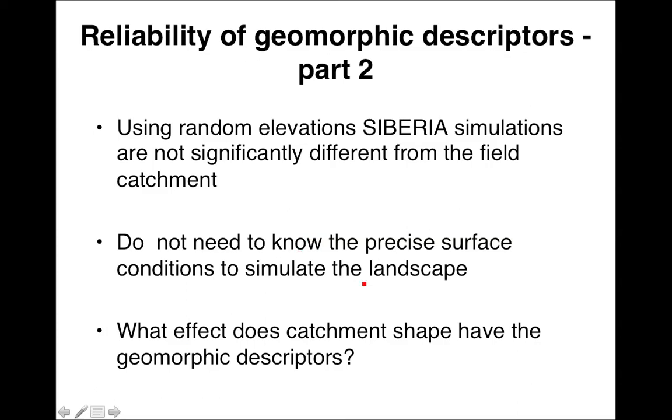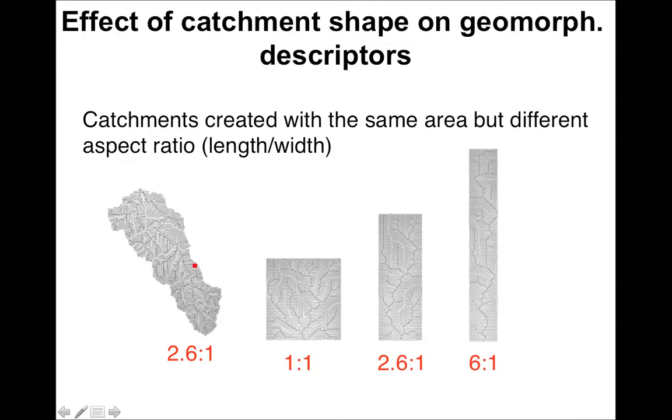So what effect does the catchment shape have on those geomorphic descriptors? So you can set up your model. For example, the real Tin Camp Creek had a length to width ratio which is roughly 2.6 to 1, right? But you can set up models with a ratio of 1 to 1, a ratio of 2.6 to 1, or a ratio of 6 to 1. So what is the impact there?